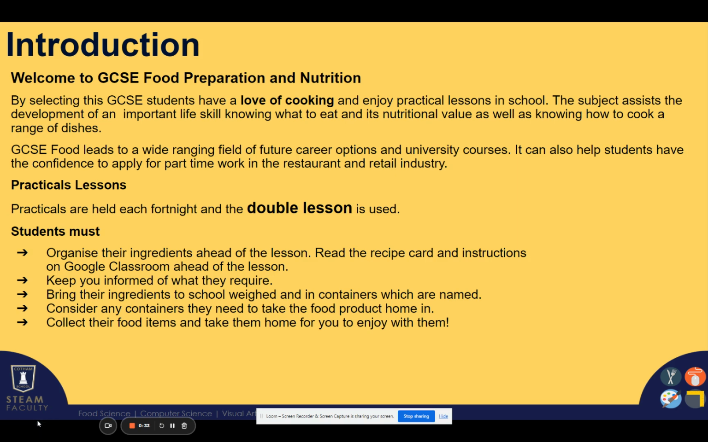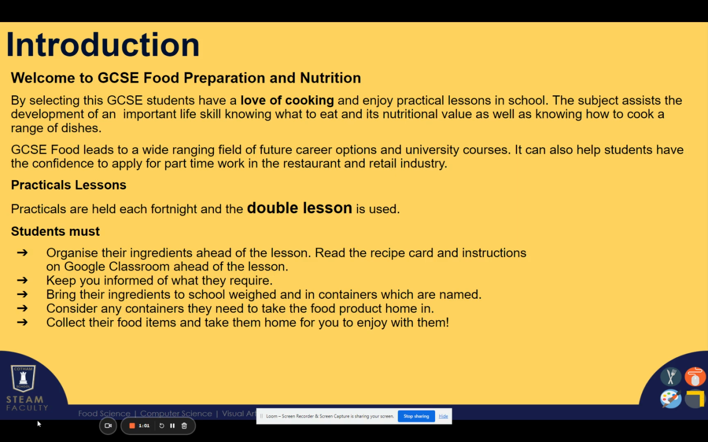It can also lead to a wide-ranging field of future career opportunities and university courses, and it can also help students have the confidence to apply for part-time work in the restaurant and retail industry. Many students are keen to know when they're going to be cooking, so practical lessons are held each fortnight and the double lesson is used, which means the remaining 4 hours of time is used for the theory work that will be conducted according to the exam specification.